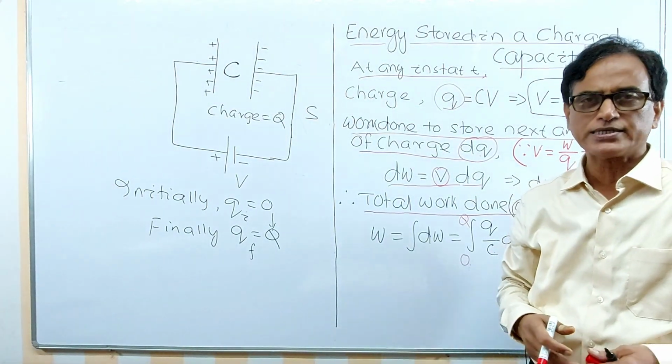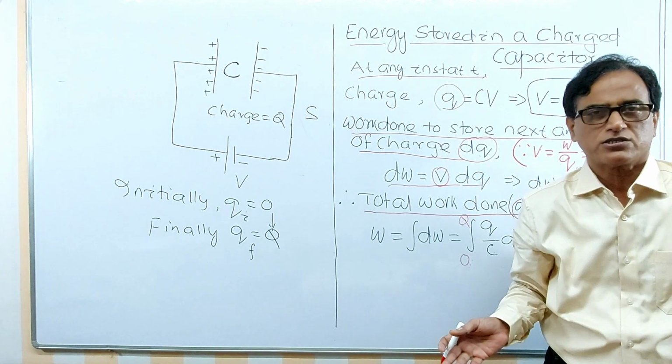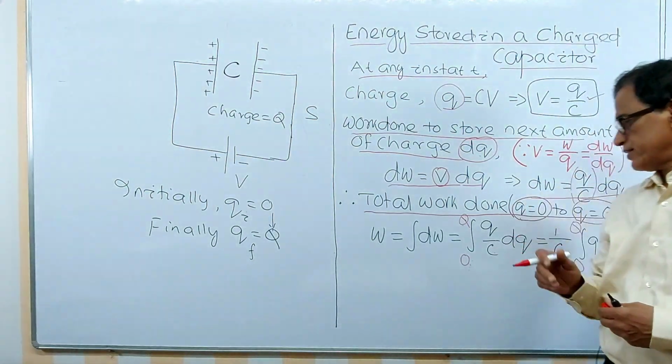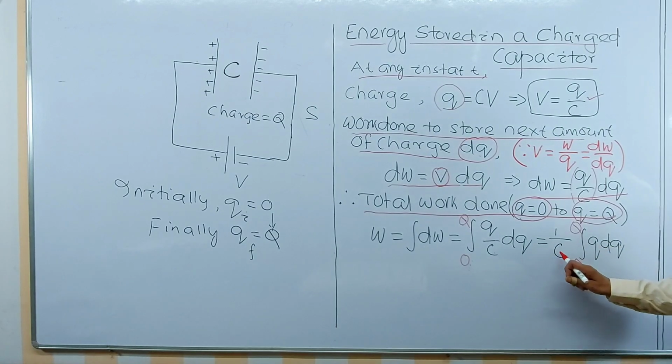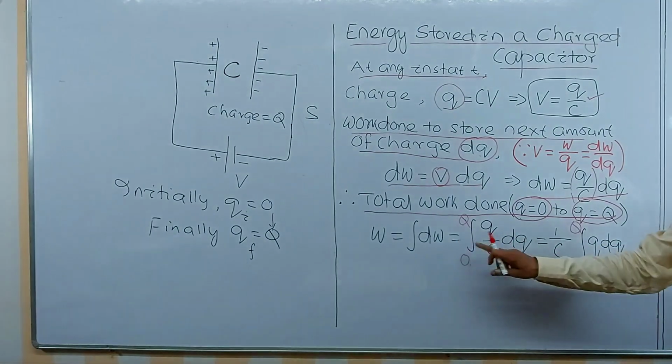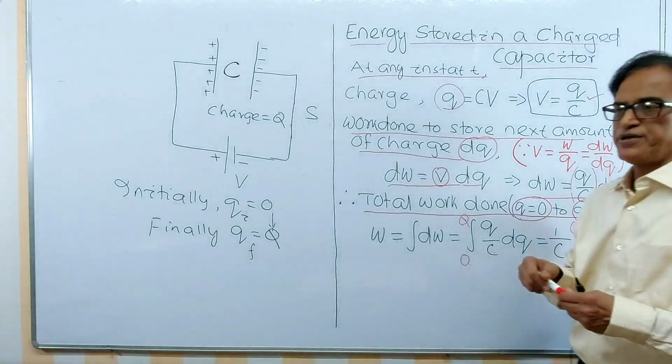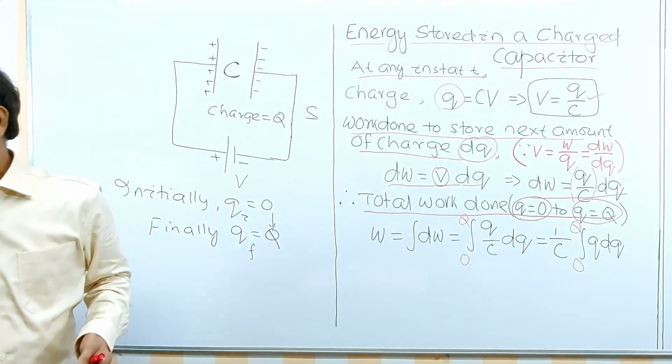For a particular capacitor, as you have specified, capacitance does not depend on charge, capacitance does not depend on voltage. Then C is constant. You can take it out of the integration, like 1 by C integration Q dq. Now let me integrate it.